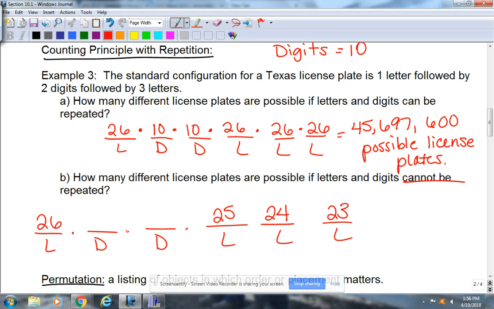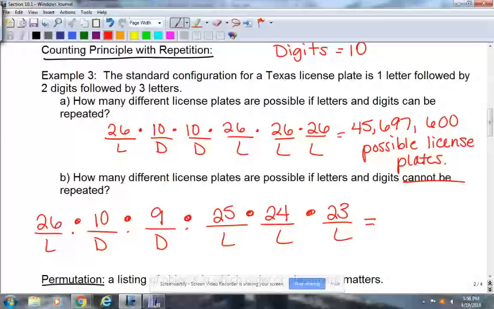Okay? So the digits, same way. How many options do we have for our first digit? 10. So how many do we have for our second digit? Since we cannot repeat, it goes down to 9. All right, so we're going to multiply all those numbers together.